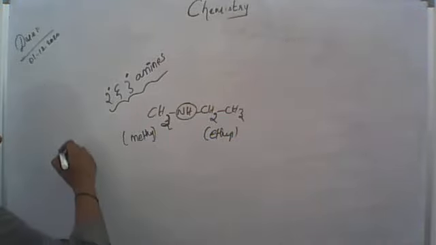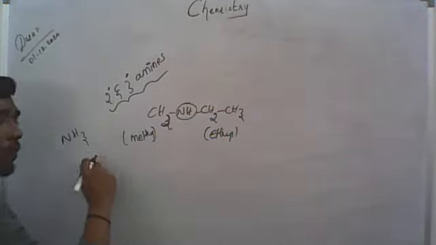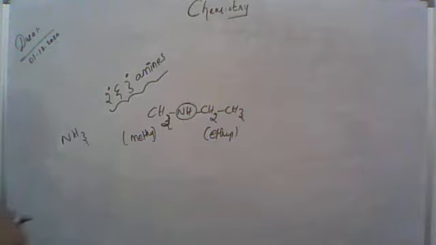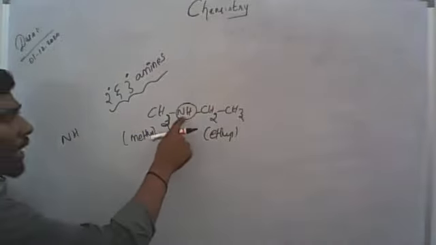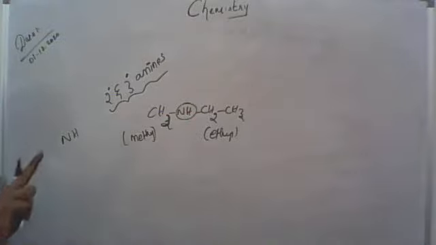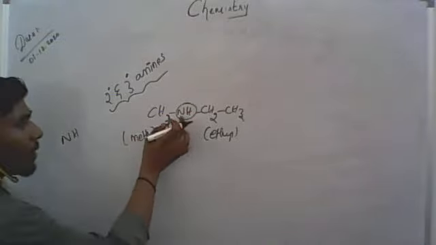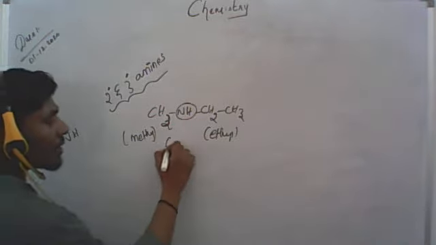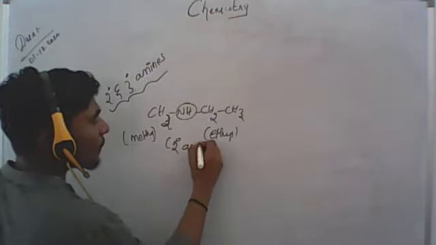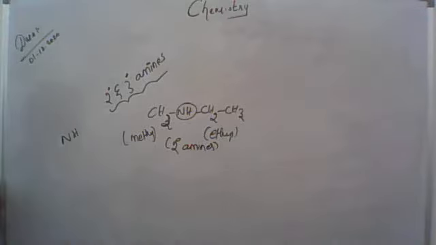See here, this is ammonia. If one hydrogen of ammonia is replaced, we call it a primary amine. If two hydrogens are replaced, what do we call it? It is a secondary amine. See here, only NH is there, so two hydrogens are replaced. So it is a secondary amine. This is an example of a secondary amine.